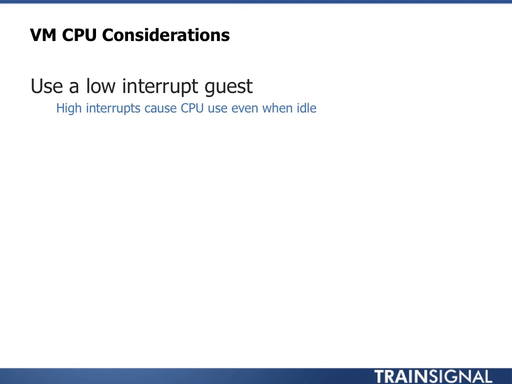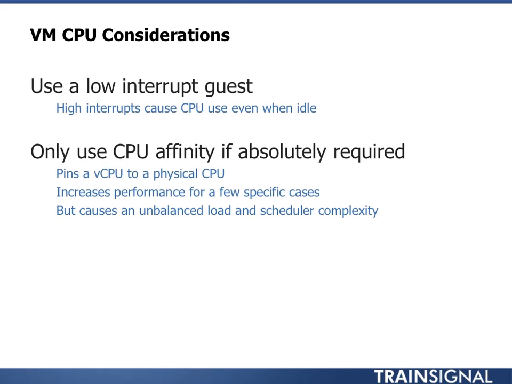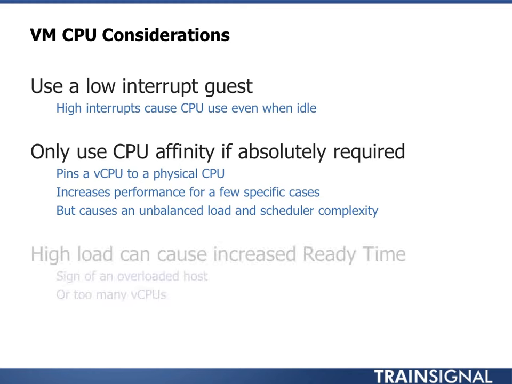So we already said use a low interrupt guest. A high interrupt guest causes CPU use even when idle. Only use CPU affinity if absolutely necessary. This will pin a virtual CPU to a physical CPU. There's a few very specific use cases for this, mainly because you want to tie something, if an application is extremely sensitive to being moved around CPUs and possibly losing access to cache that it had, but it causes unbalanced load and scheduler complexity. There are very, very few use cases for this these days, so I don't recommend you do that.